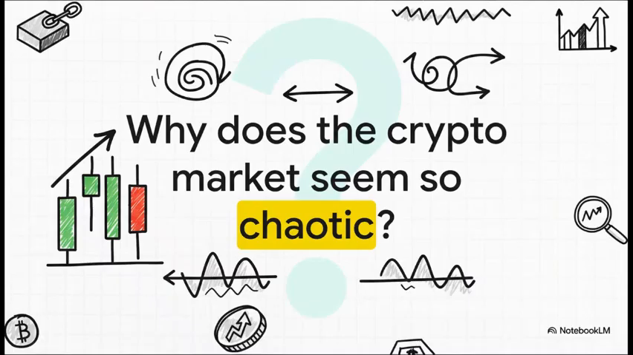I mean, it's the question on everyone's mind, isn't it? You pull up a chart and it just looks like a total mess. Up, down, sideways, it feels completely random, like it's all just hype and speculation. But what if I told you that underneath all that chaos, there's actually a structure? What if there are real patterns and forces you can actually learn to read?